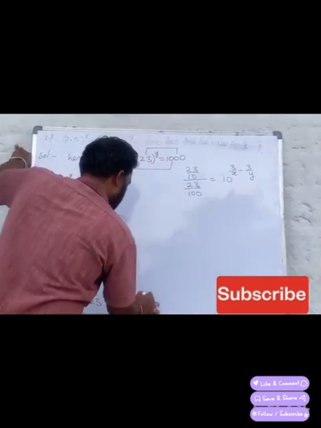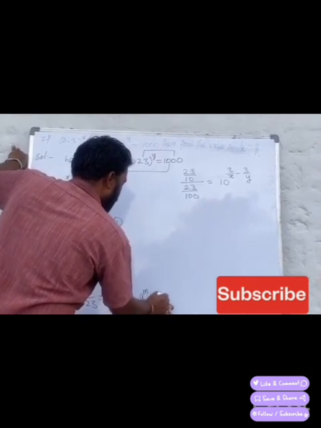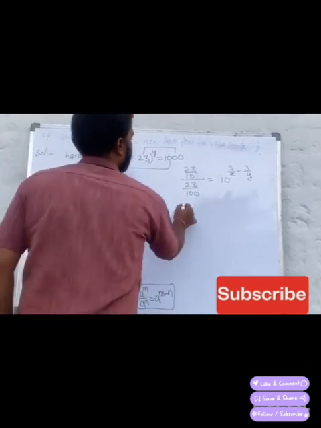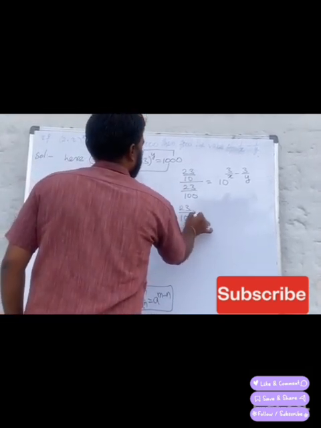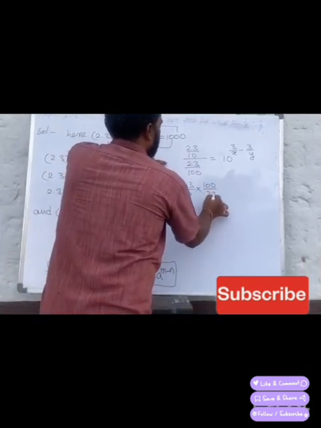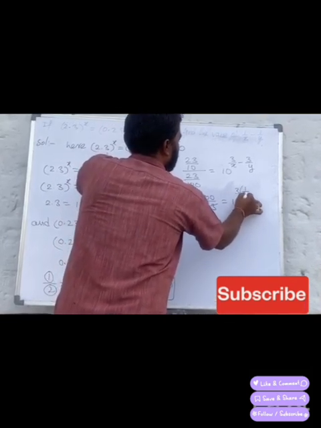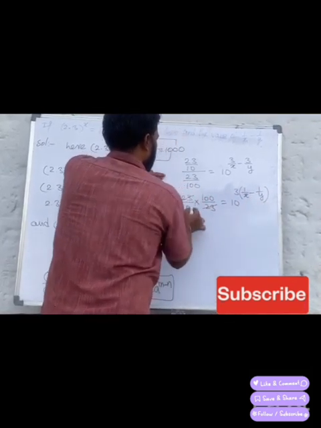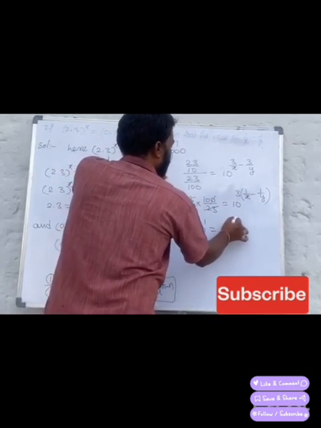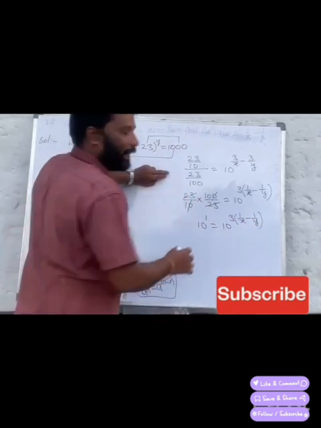We are using the formula a power m by a power n is equal to a power m minus n. By using this formula it can be written as 10 power 3 by x minus 3 by y. 23 by 10 same, this can be changed as 100 by 23. 23 cancel. On the right side, 10 power 3 common, 1 by x minus 1 by y. 100 cancel. Here 10 means 10 power 1 is equal to 10 power 3 into 1 by x minus 1 by y. Here bases are equal, then exponents are also equal.